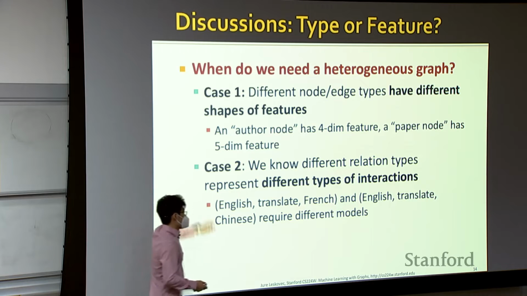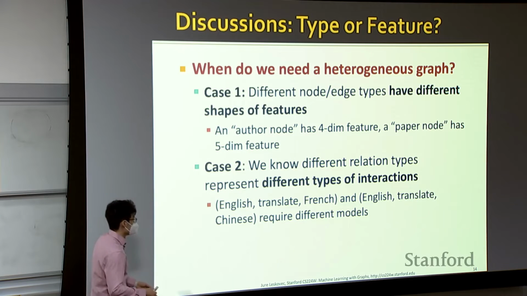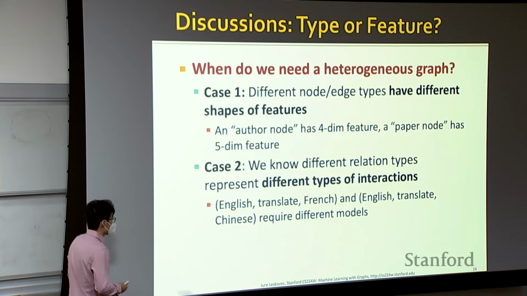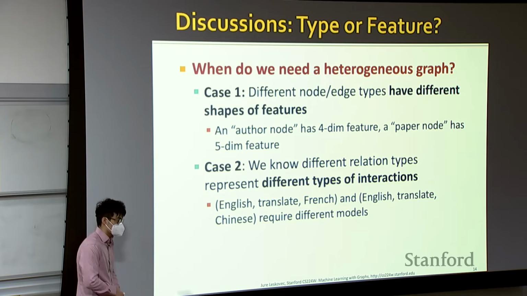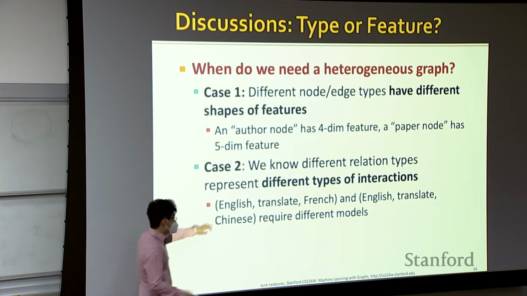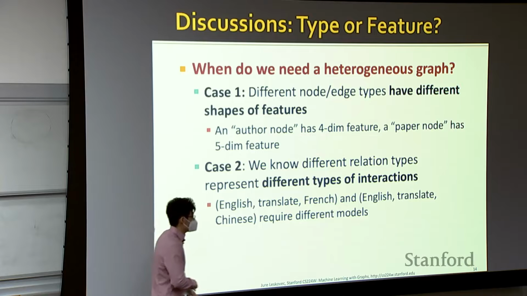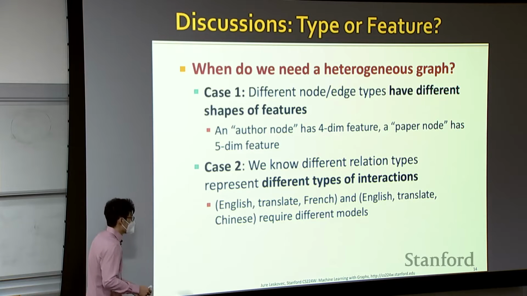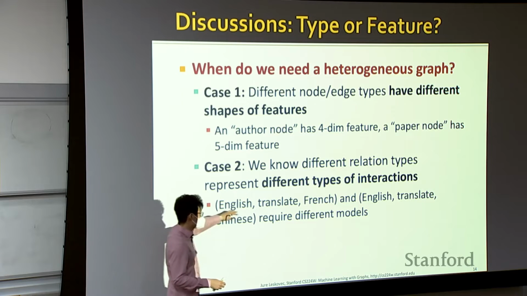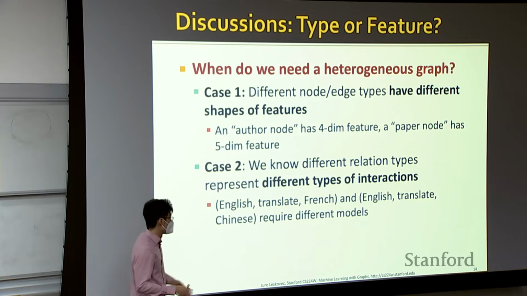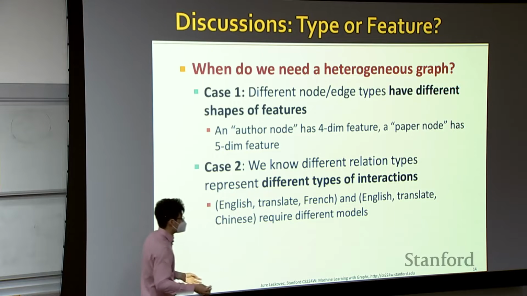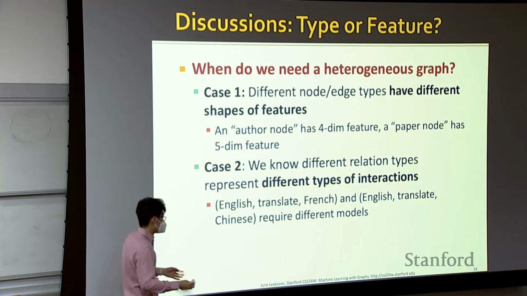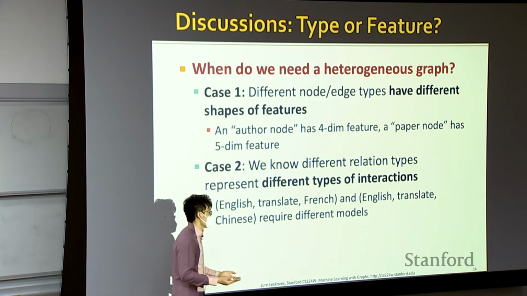In another example, we may have prior knowledge or external knowledge saying that these different relation types should represent different types of interaction. Let's say we have a graph built over different languages, and the relation type English translated into French and another relation type English translated into Chinese. These are two different relation types.